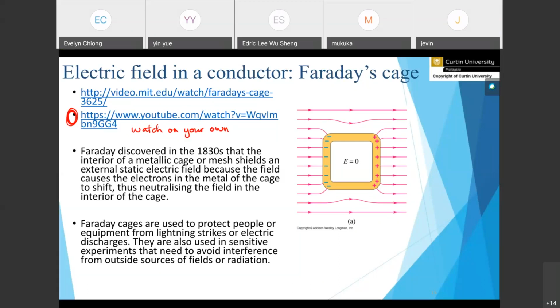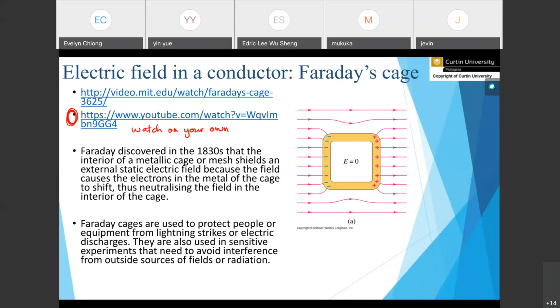The electric field doesn't go within the conductor because the field causes the electrons in the metal of the cage to shift. Look at the cage here. The negative charges now all shift to the left-hand side, the positive to the right-hand side, because the electric field is pointing from left to right. The negative will be attracted toward the positive side, while the positive will run away from the positive charge. So the electrons rearrange themselves in the conductor.